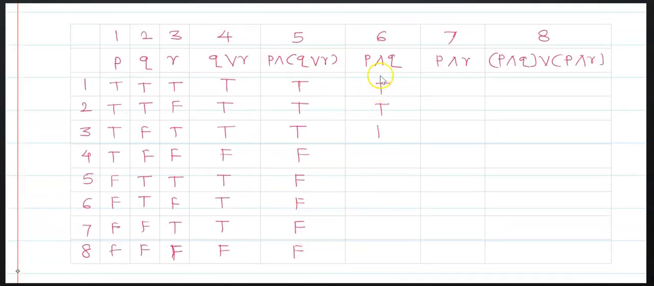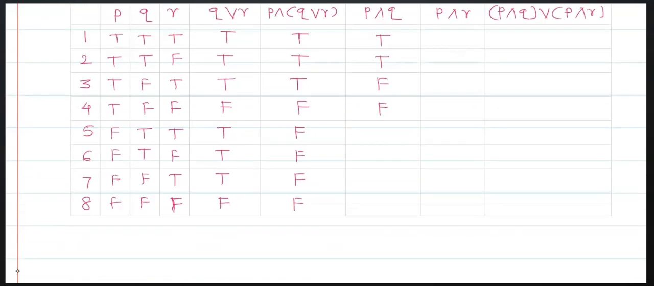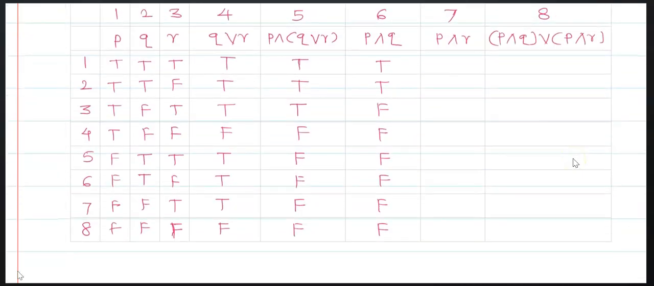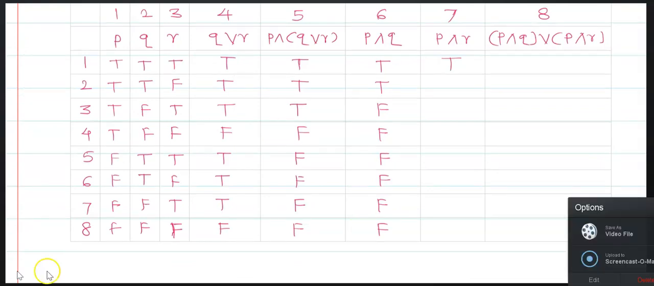Now next is P and Q. For the P and Q, again we require both of them must be true. You can find it here. You can see this here, P and Q. First is true, true, F, F, F, F, F and F.